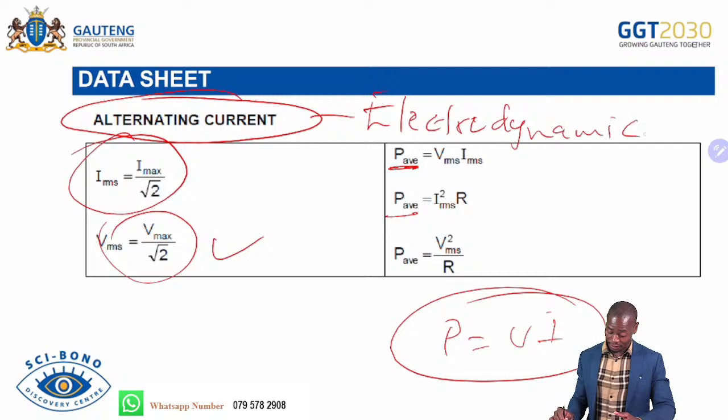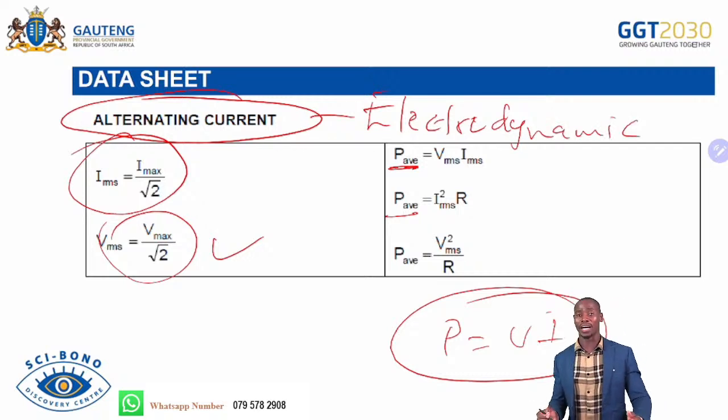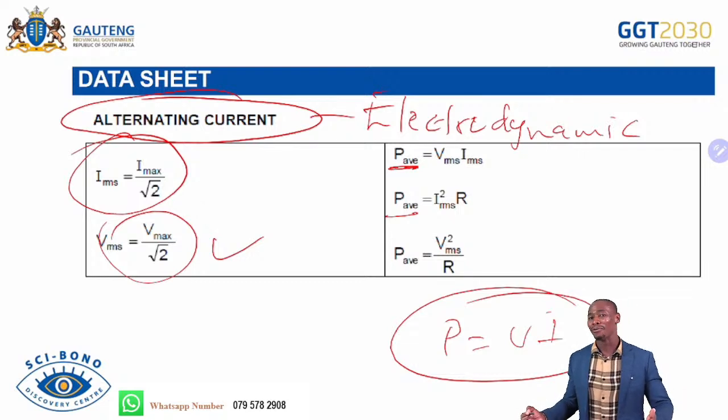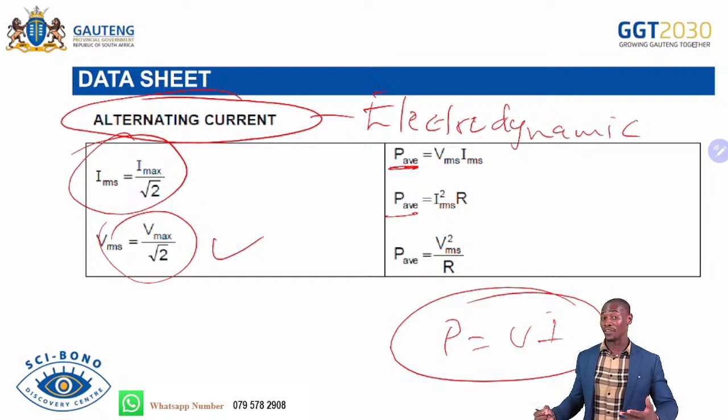Let's not forget, if you are going to use P equals VI, you will lose all the marks. So please be careful. Remember, you can't just write VI. We don't know whether it is Vmax or VRMS. So you need to be specific. Which potential difference are you talking about? Which current are you talking about? Is it the root mean square current or the maximum current? That is why it is very, very important to use these equations as they are.